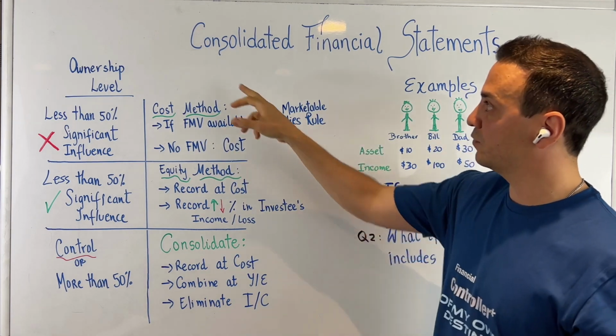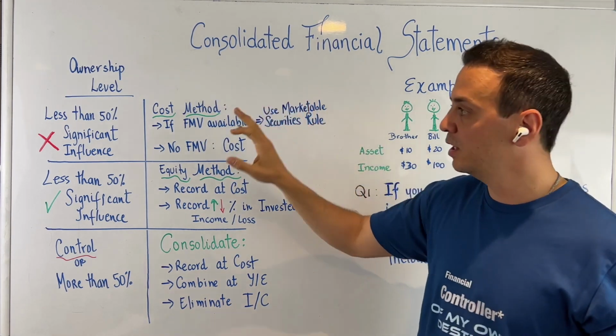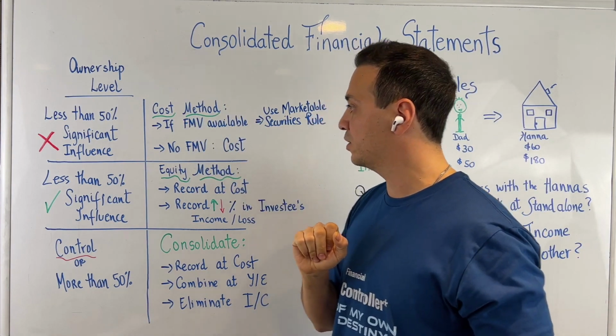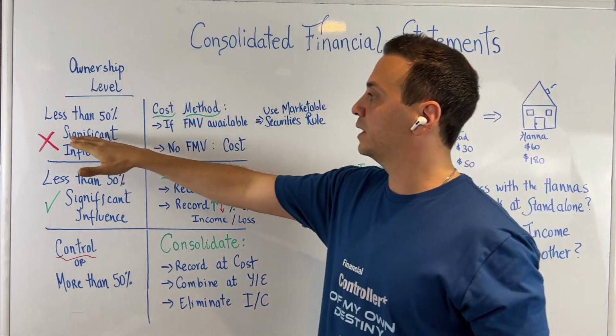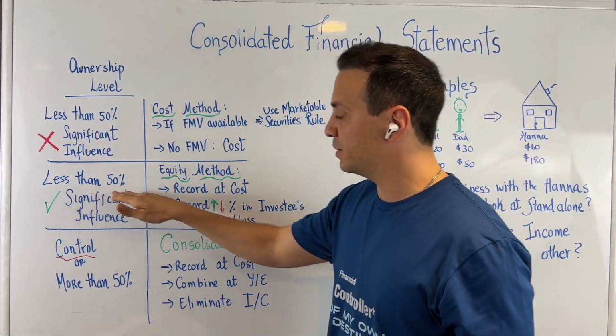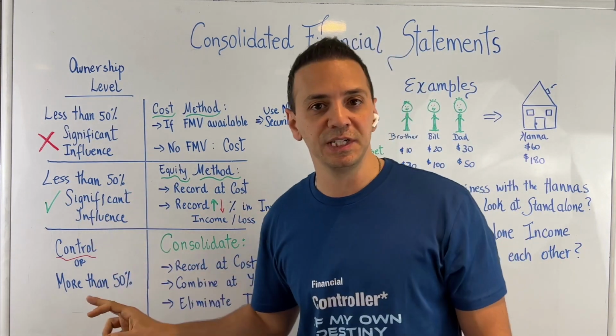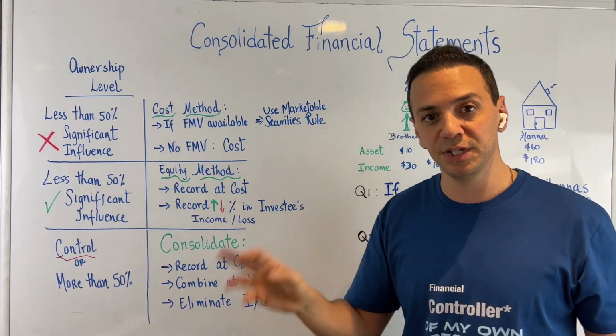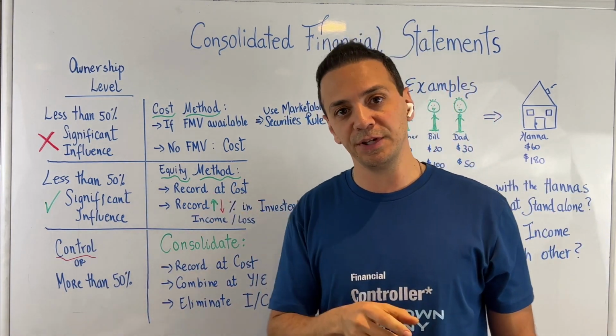And today's video is focused on consolidated financial results. For the cost method, this is a method you can look up online. Okay, so this is if you have less than 50% ownership. What if also you have less than 50% of ownership, but you do have significant influence over the subsidiary's or the investment company's operations, right?